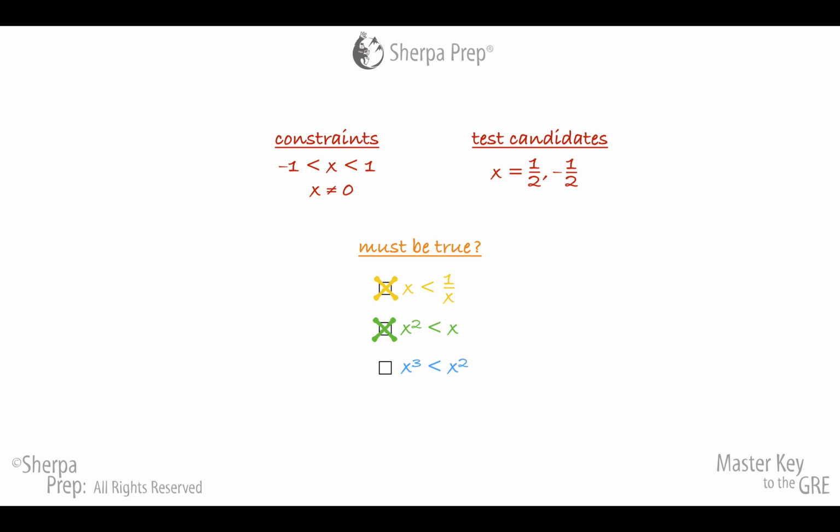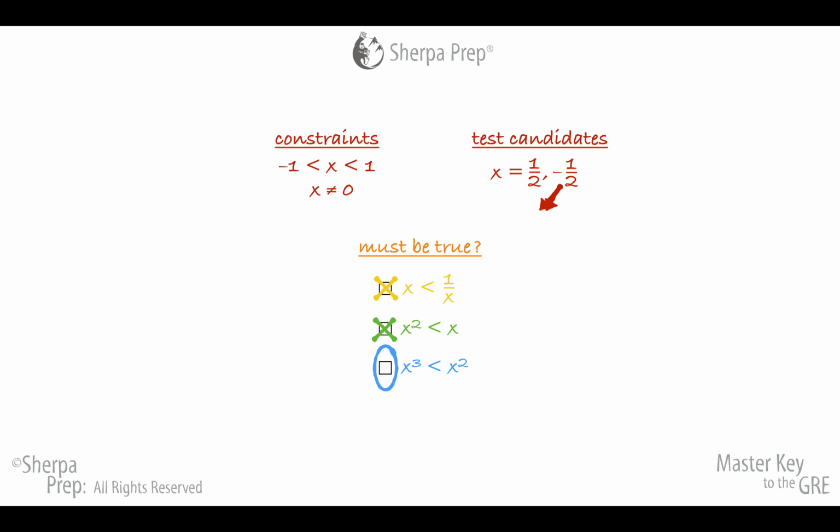Now, by default, that means the third statement has to be true because you have to have at least one correct answer in these sorts of questions, but let's go ahead and prove it. When we plug in 1/2, we get (1/2) squared is greater than (1/2) cubed. And when we simplify this, 1/2 times 1/2 is 1/4, and 1/2 times 1/2 times 1/2 is 1/8. And yes, 1/4 is a bigger value than 1/8.